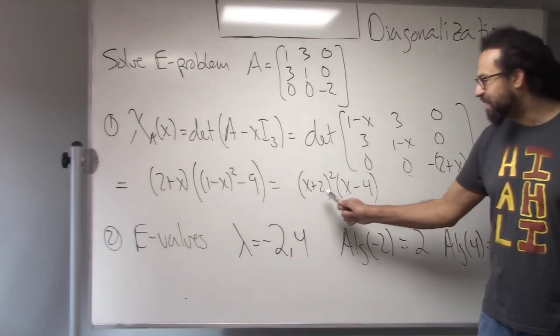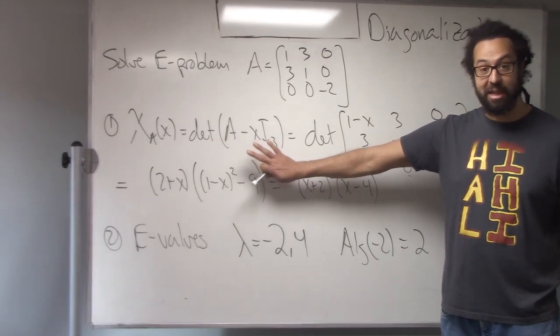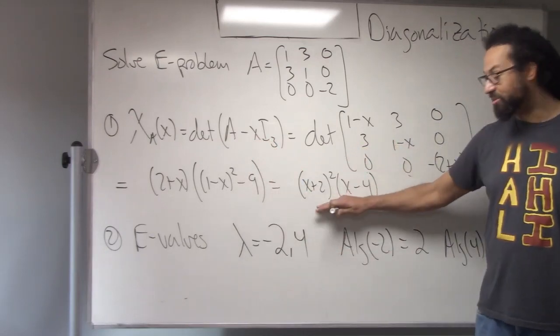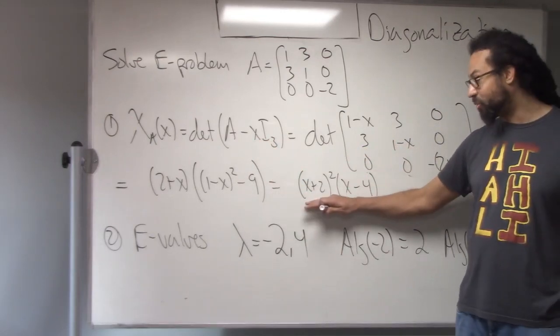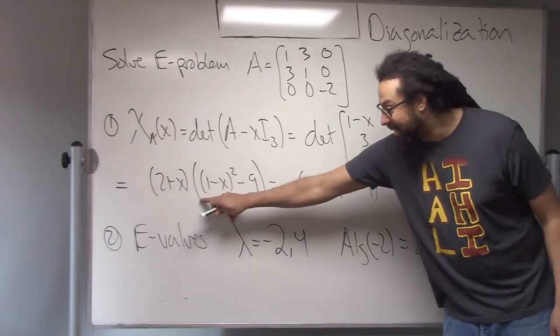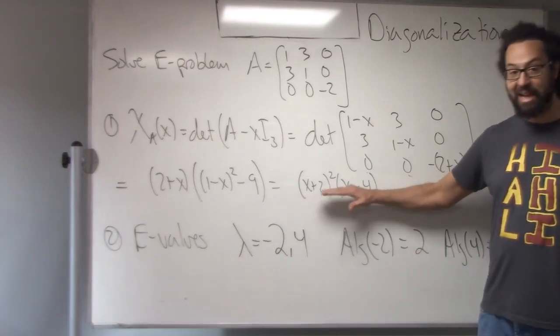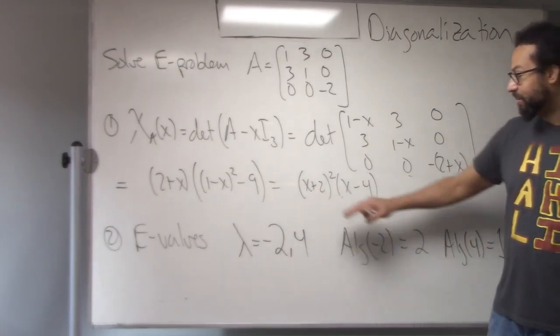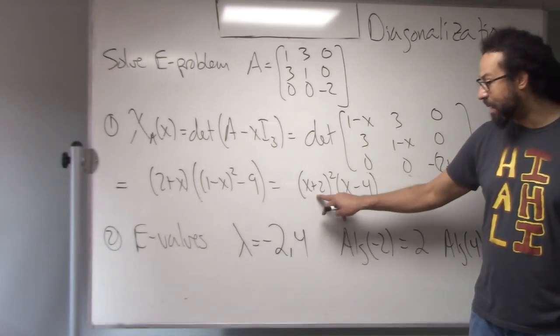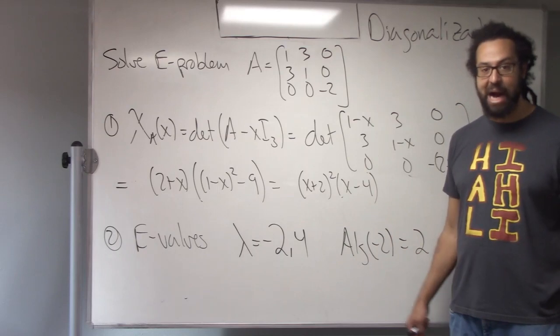And so this thing tells us the eigenvalues, so that's part 1 done. We found the characteristic polynomial, and we found it in factored form. This is how you want to write those characteristic polynomials down. Don't leave it unfactored, write it like this. So from here you can see exactly what the eigenvalues are. They're the roots of this thing. So lambda equals negative 2 and lambda equals 4 are the 2 eigenvalues.